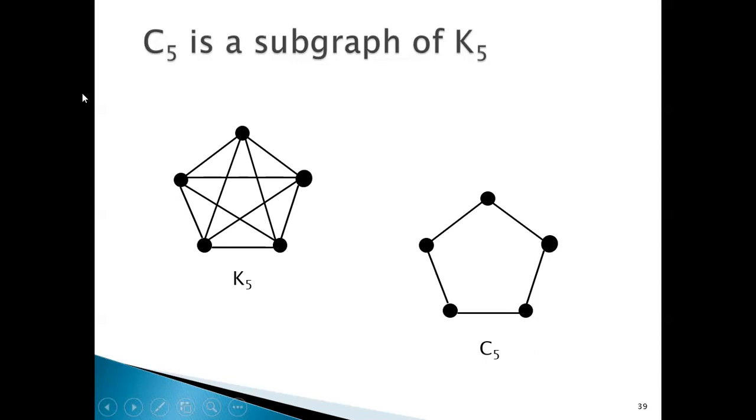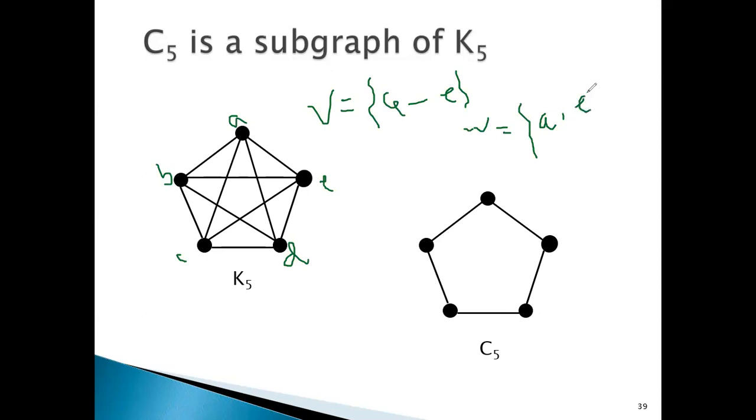So in the K5, V is, for example, A, B, C, D, E. So V is A to E, and in here C5, W is also A to E. So we can say that W is the subset of V, because all the elements of K5 belong to C5.